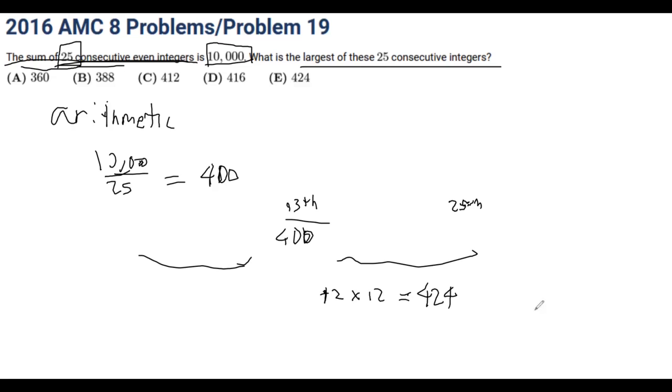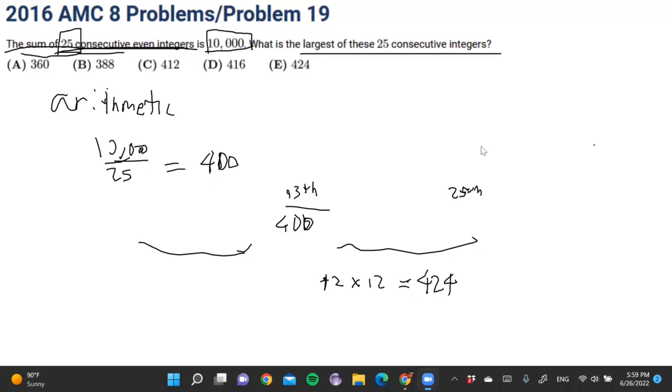All right, so that was the last problem. If you do have any questions on this, please do speak up. This class is meant to be for everyone to improve on their math skills. So if you do feel that there's something you don't know, please do ask. But yeah, that is kind of it for this week. 424 is the answer.